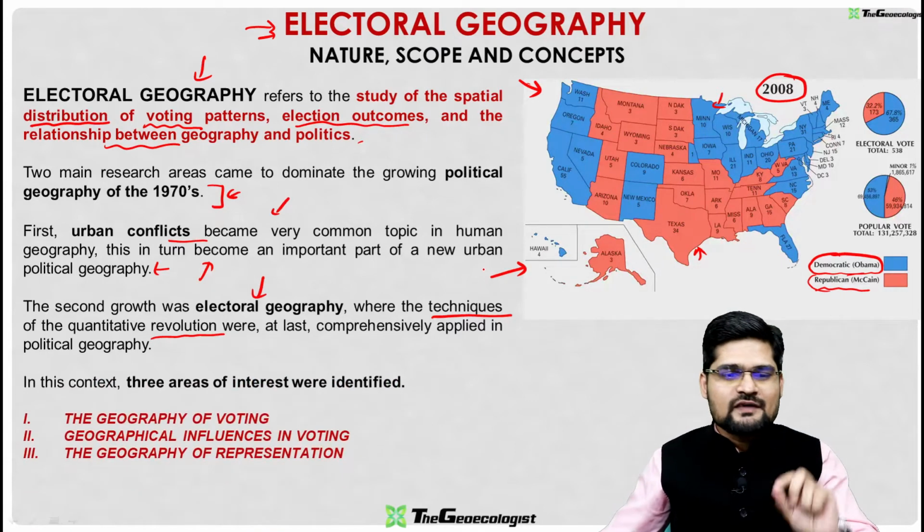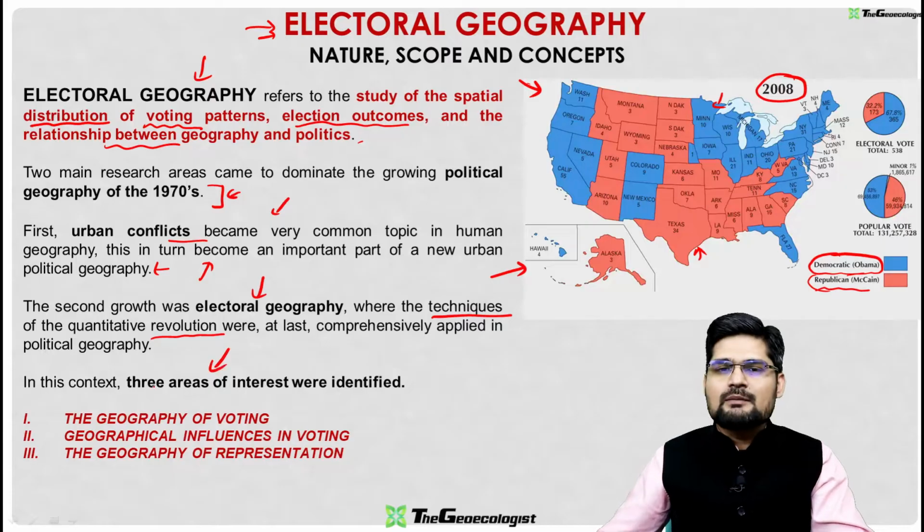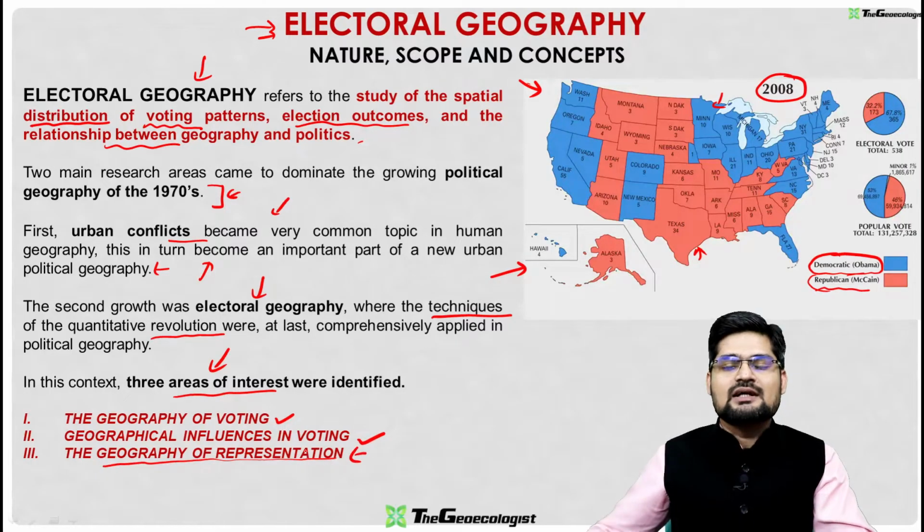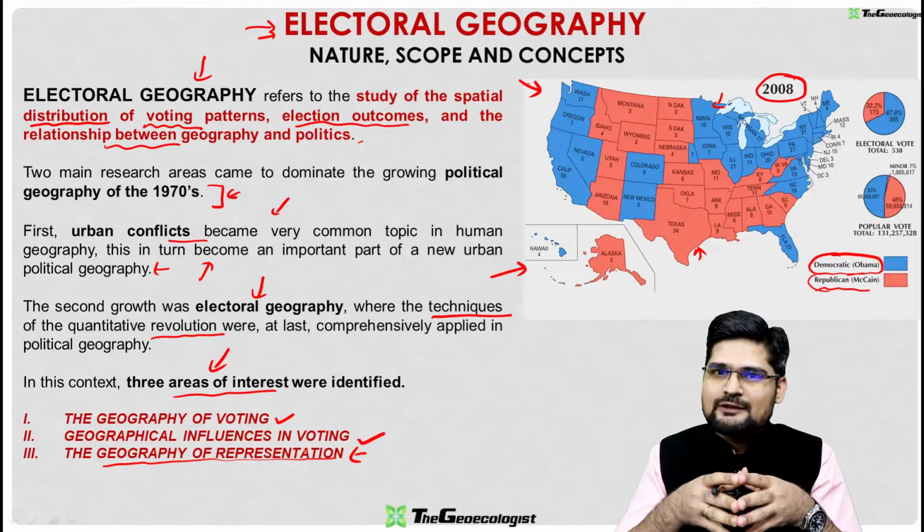In political geography, we're talking about three different areas of interest. One is the geography of voting, the second is geographical influences on voting, that is the factors and influencers, and the third is the geography of representation. These three are the building blocks of electoral geography.